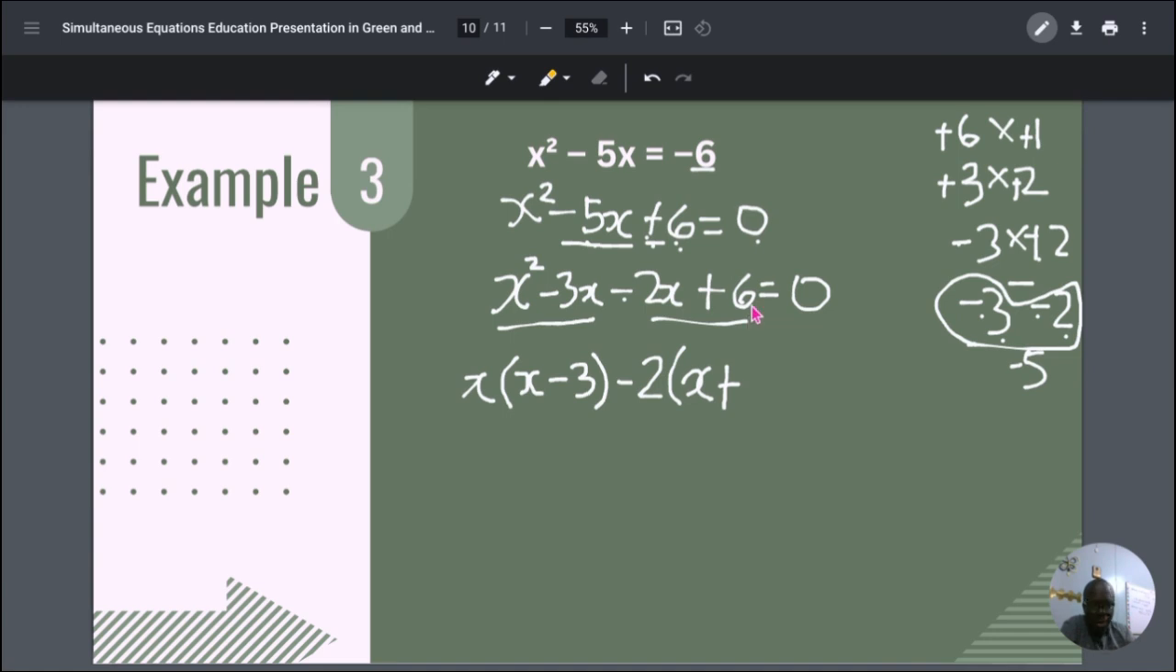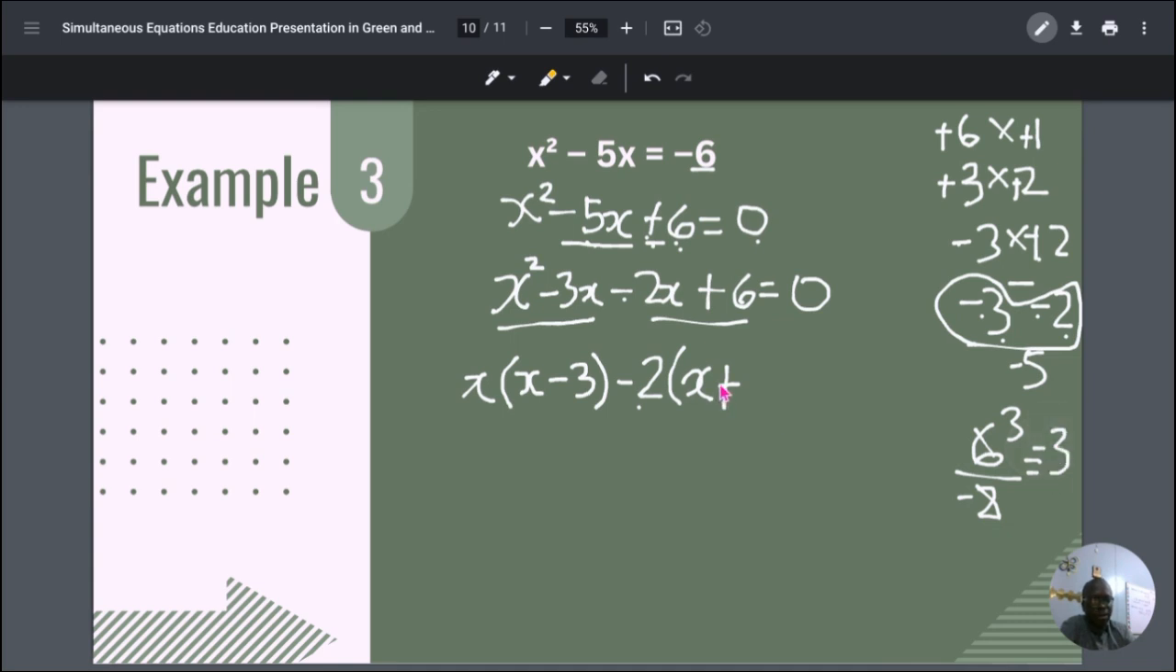So 6, let me do it here. Okay, so 6 divided by this minus 2. Of course, this will give me a 3, right? But you cannot leave it like that. Your minus must stand, so it's minus 3.